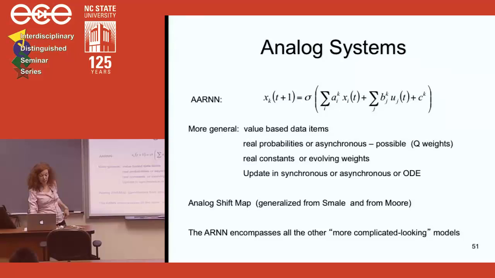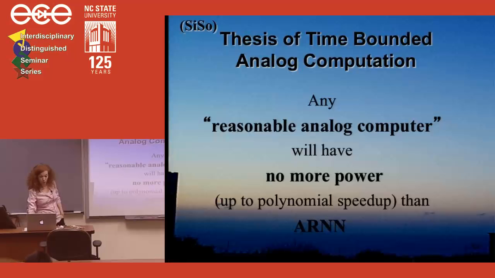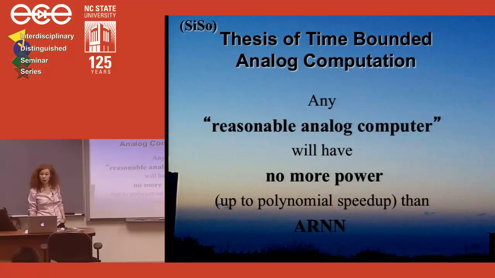We also showed it in the analog shift map, in various chaotic maps. And this brings us to suggest the thesis that perhaps any reasonable analog computer will have no more power than an analog neural network. Again, to say this is a thesis, and this is me and Eduardo Sontag. It's really a thesis, so it's kind of questioning. But over the last time, I did not see something against it.